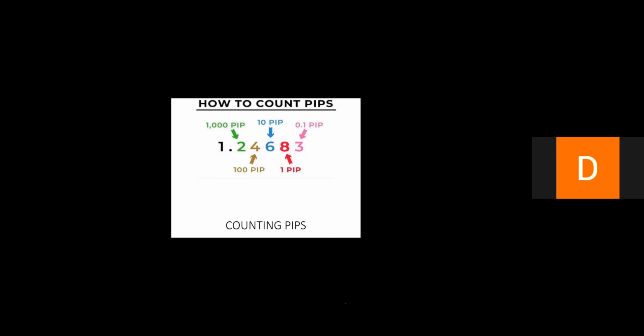So how do we count pips? The last digit is the 0.1 pip movement, the second to last, the fifth digit, will be 1 pip movement, and the third to last digit will be 10 pips movement. So I hope you all have understood which digit moves, how many pips we get.